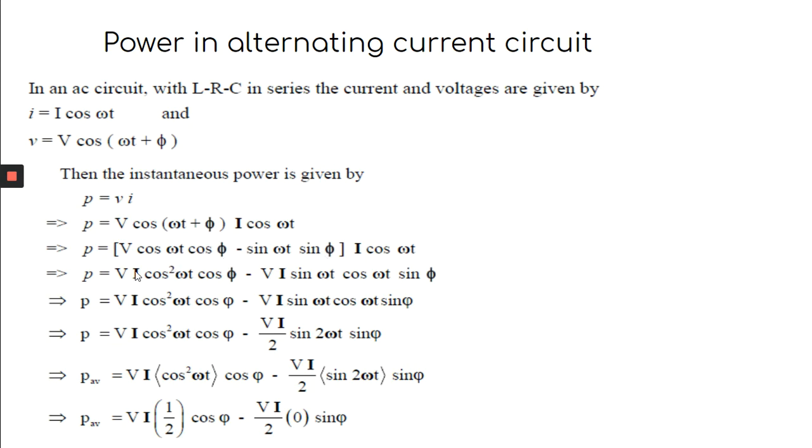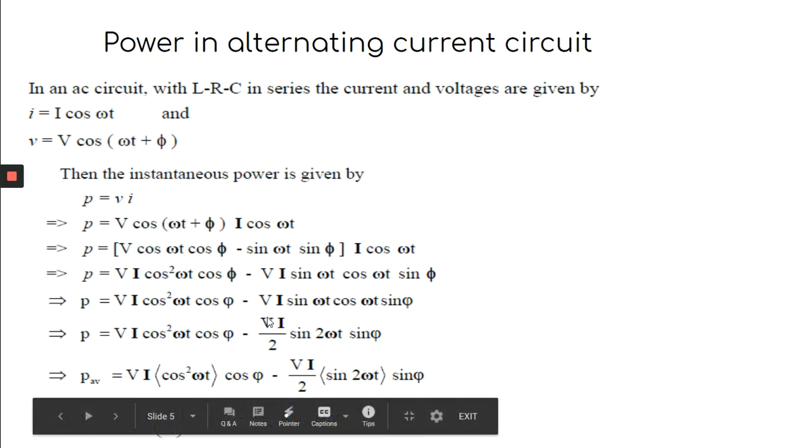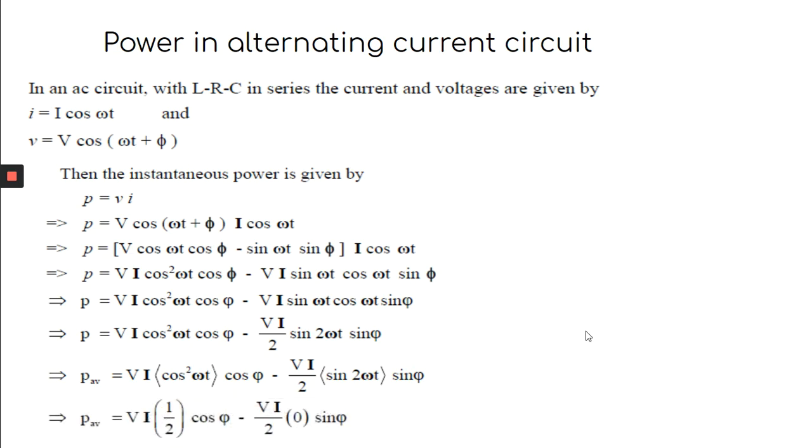If you multiply, it is VI cos squared omega t into cos phi minus VI sin omega t into cos omega t into sin phi. Now, what is sin omega t into cos omega t? This is sin 2 omega t by 2. So you can write this as VI cos squared omega t cos phi minus VI by 2 into sin 2 omega t into sin phi.